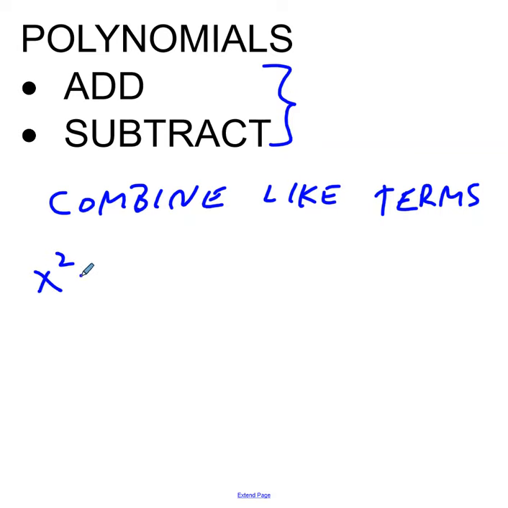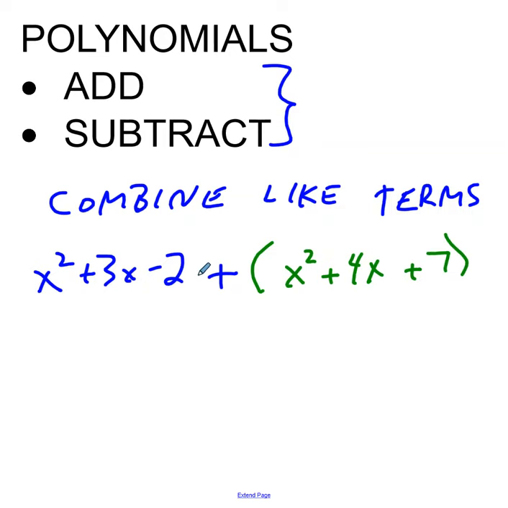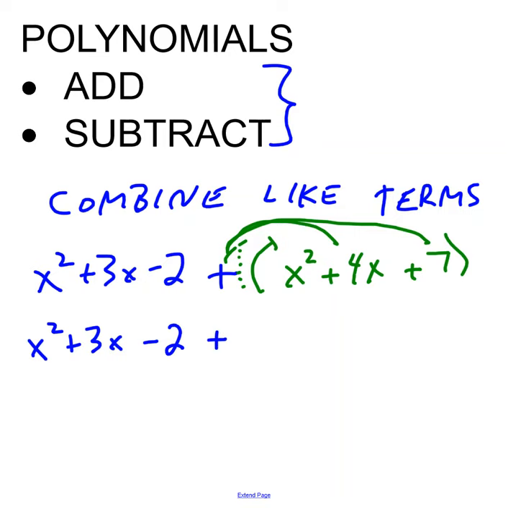So if I've got something like x squared plus 3x minus 2, and I'm adding another polynomial, x squared plus 4x plus 7, all I'm doing is combining like terms. Remember that if there's a plus in front of this polynomial, we imagine there's an invisible 1 right here. Then we distribute that number and the sign across the parentheses to get a simplified statement: the first polynomial plus 1 times all of these terms, x squared plus 4x plus 7, because all we're doing is multiplying a positive 1 times everything.